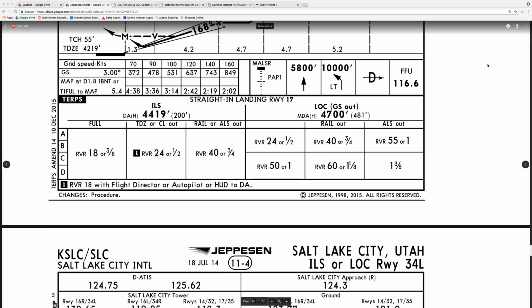So let's see here. We're going to go over weight and balance. We're just going to do a review on that really quick. Did everybody get the chance to download and print their sheets? Yeah.